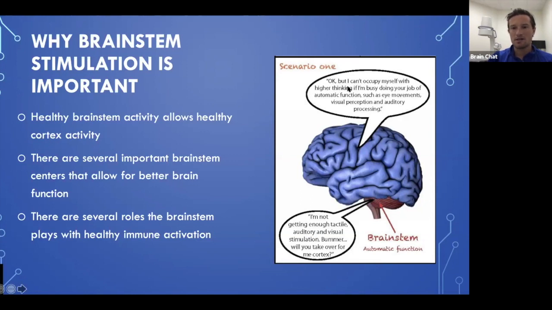So that's the brainstem talking to the brain, and the brain's like, all right, cool, but I can't occupy myself with higher thinking if I'm busy doing your job of automatic functions such as eye movements, visual perception, and auditory processing. So basically it's to say, hey, if we have good function of our brainstem, then those higher areas of the brain can do what they're supposed to do, which are other important functions that shouldn't be as automatic as down here. So healthy brainstem activity allows for healthy cortex activity. There's several important brainstem centers that allow for better brain function, and there's several roles the brainstem plays with healthy immune activation.